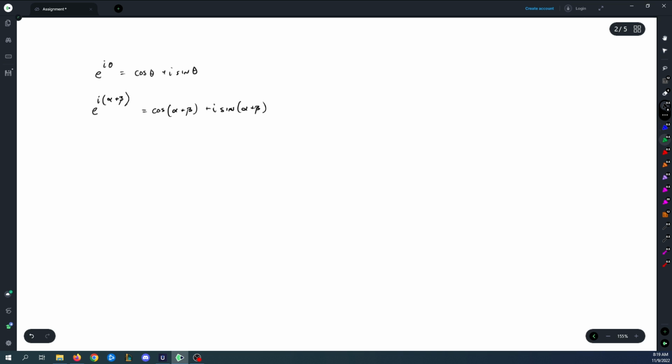And then we're going to use a little trick here to separate this out, and we're going to say, all right, well, e to the i alpha plus beta, because I'm adding these things, is nothing more than e to the i alpha times e to the i beta. So if I do that, then this is going to be cosine of alpha plus i sine alpha times cosine beta plus i sine beta.